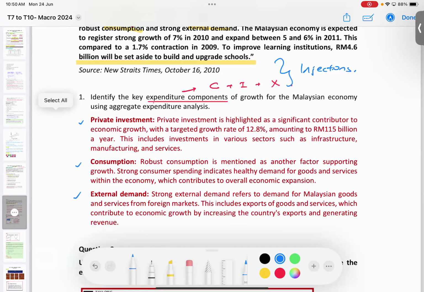Uh-huh. You can. That's why if this comes out in the exam and you want to put that component in, that's fine. But here they only give you 3 components. You can just explain that.